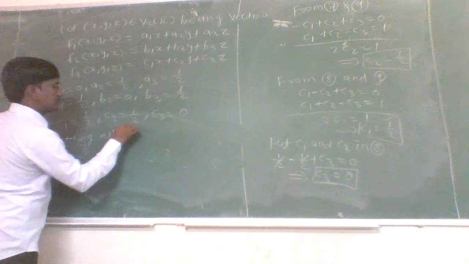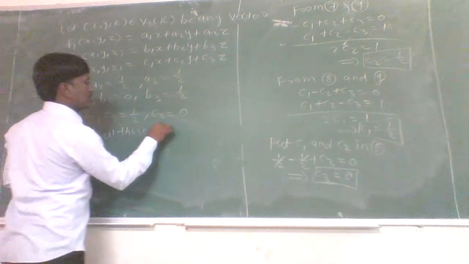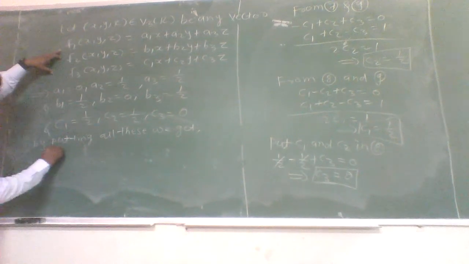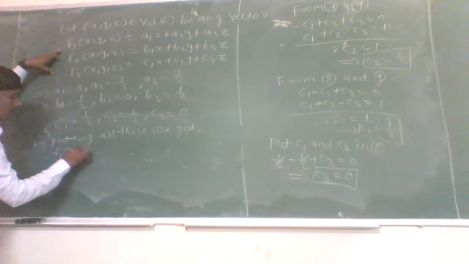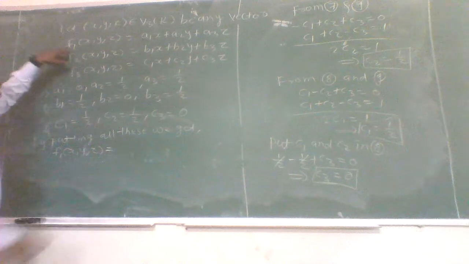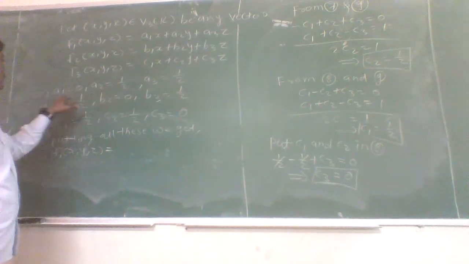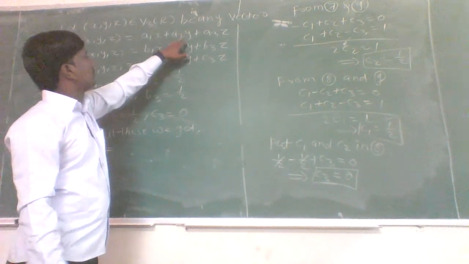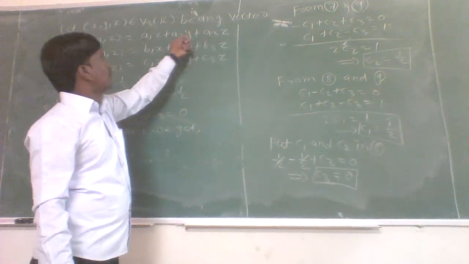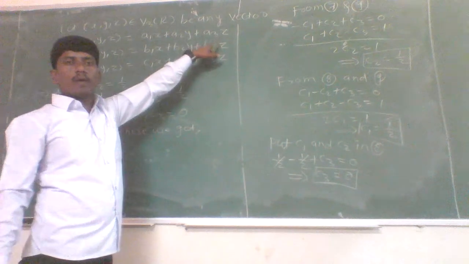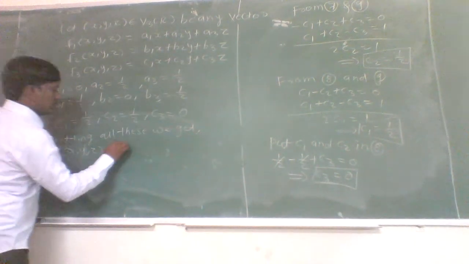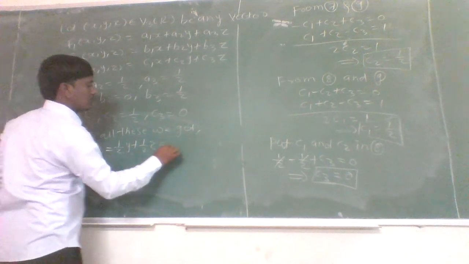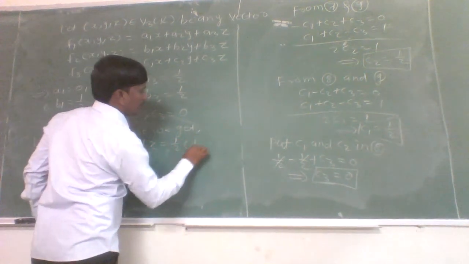we get F1 of XYZ is equal to, A1 equal to 0, A2 equal to 1 by 2, A3 equal to 1 by 2. A1 equal to 0, then A2 is 1 by 2 plus A3 is 1 by 2, which implies 1 by 2 into Y plus Z. That is 1 by 2 Y plus 1 by 2 Z is equal to 1 by 2 (Y plus Z).